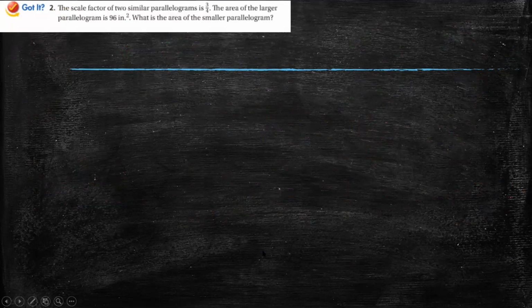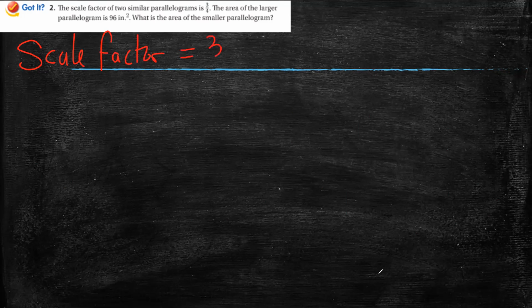The scale factor of two similar parallelograms is 3 to 4. So the scale factor here is 3 to 4. This scale factor can help me to find the perimeter and also the area.